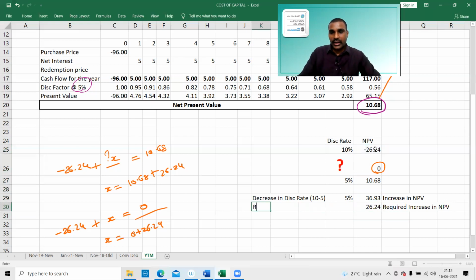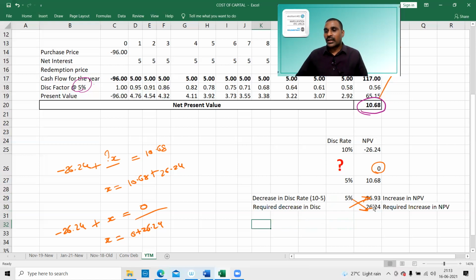Next, the required decrease in discount rate. If the discount rate is decreased by 5%, NPV is increased by 36.93. But I don't want this much increase. I want only a 26.24 increase. How much discount rate should I decrease? The reason is very simple. Do the cross multiplication.